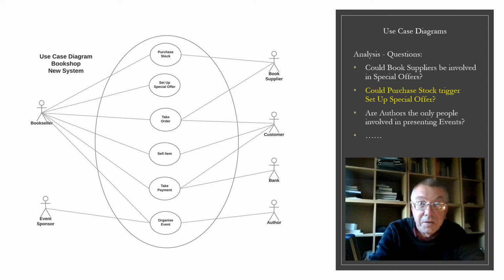On this use case diagram, purchase stock and set up special offer are shown as two separate use cases, two separate business processes. But that did make me think, could they be associated in some way? Is it possible that when we purchase stock for the shop, a bookseller, a book supplier, might offer to include a special offer of their own? So could these two use cases be associated in some way? I'm not sure of the answer to that, but it would prompt me to ask the stakeholders.